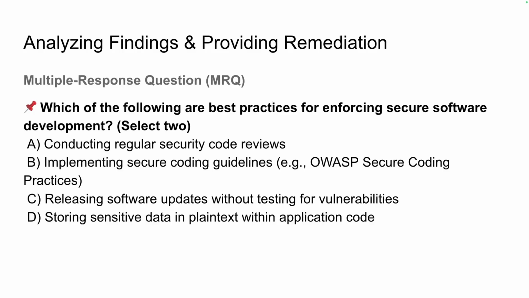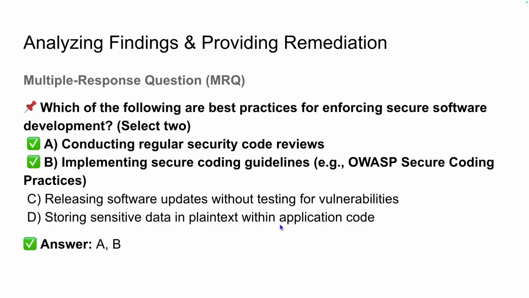Which of the following are best practices for enforcing secure software development? So we're choosing 2, and we talked about this as well. So hard coding was a bad idea, right? So you don't want to do things like that. So conducting regular security code reviews, that's great. Implementing secure coding guidelines like OWASP secure coding practices, that's great. Releasing software updates without testing for vulnerabilities, not a good idea. Storing sensitive data in plain text, not a good idea. So A and B would be the answer.